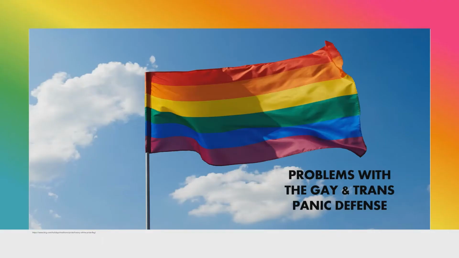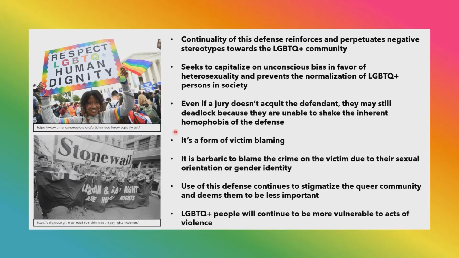All right, so what are some of the problems with the gay and trans panic defense? I'm sure you can come up with a few of your own. Here's what I listed. The continuality of this defense reinforces and perpetuates negative stereotypes towards the LGBTQ plus community, and it seeks to capitalize on unconscious bias in favor of heterosexuality and prevents the normalization of LGBTQ plus persons in society. Even if a jury doesn't acquit the defendant, they may still deadlock because they're unable to shake the inherent homophobia of the defense.